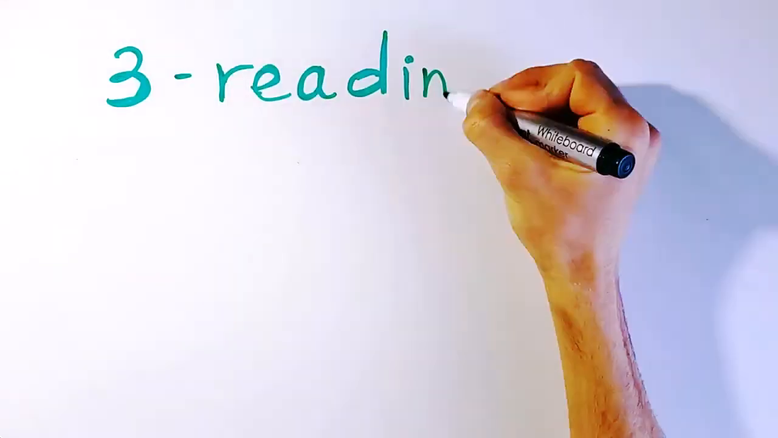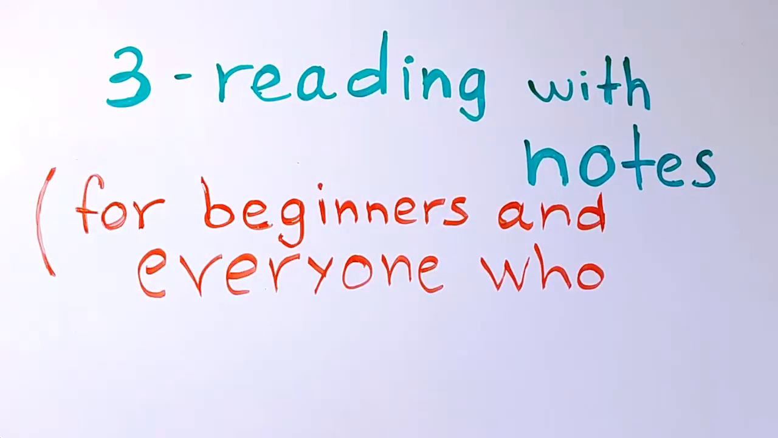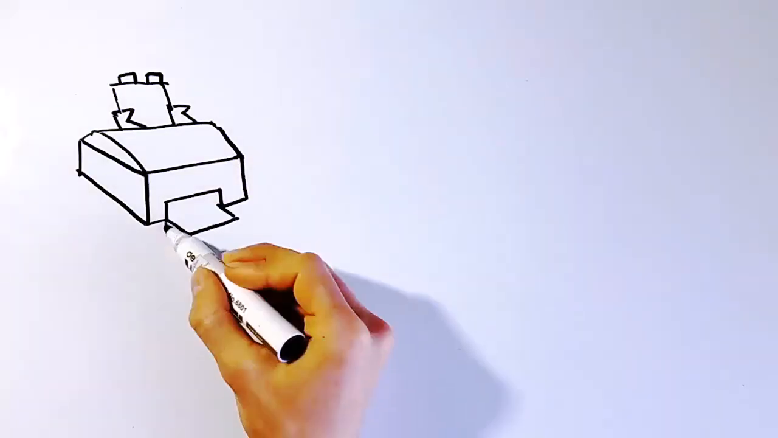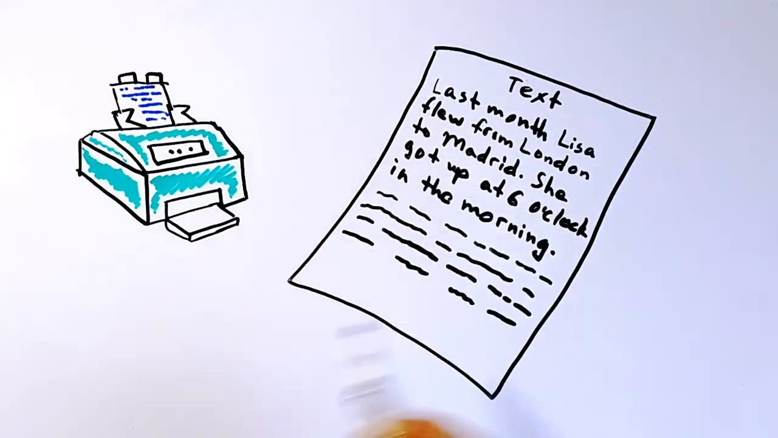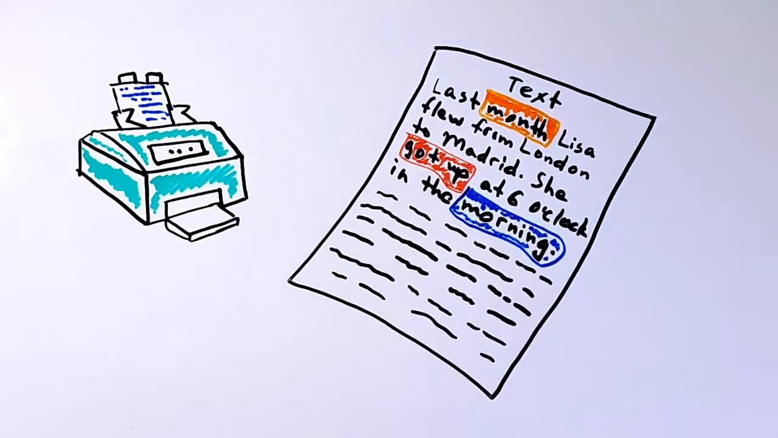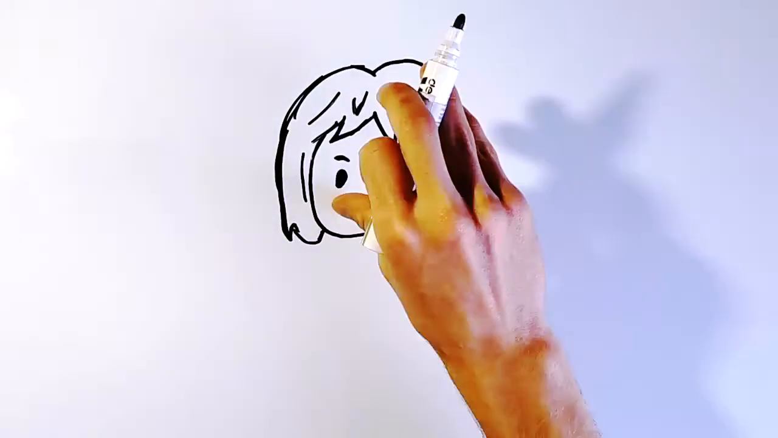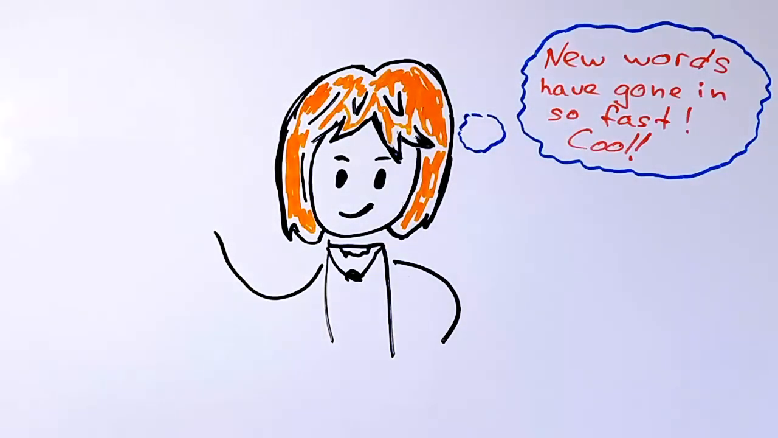Method number 3. Reading with notes. This method suits beginners and everyone who doesn't like to learn new words. So you should run off a copy of the text you want to learn new vocabulary from. After that, read and write out all the unknown words on the backside of the sheet. In the text, you must highlight these words, constructions, or expressions. When all the words are written out and translated, continue reading the text until you are able to translate it without turning over the sheet to look at the translation.